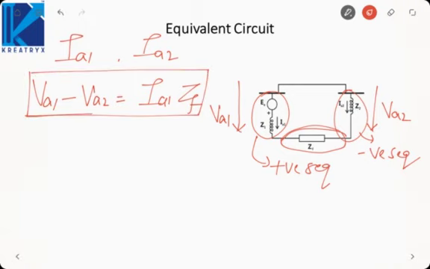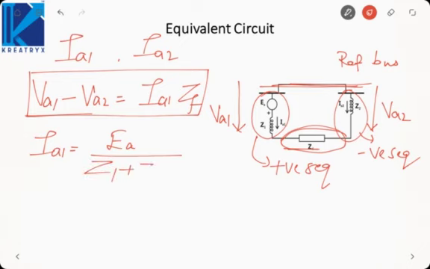Just now we derived that VA1 minus VA2 should be equal to IA1 into ZF, and that can be derived from this circuit also. And this here is your reference bus. As you can see here also, the EMF only appears in the positive sequence circuit. No EMF is induced in the negative sequence. From this circuit, if we wish to calculate IA1, it will be EA by Z1 plus Z2 plus ZF.